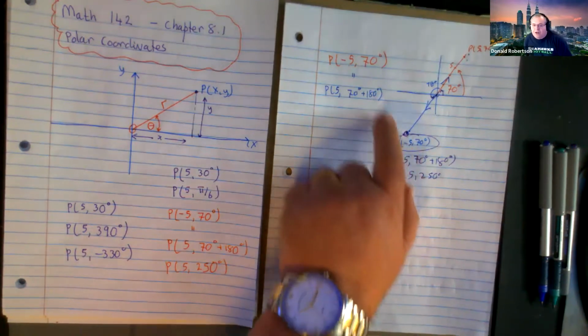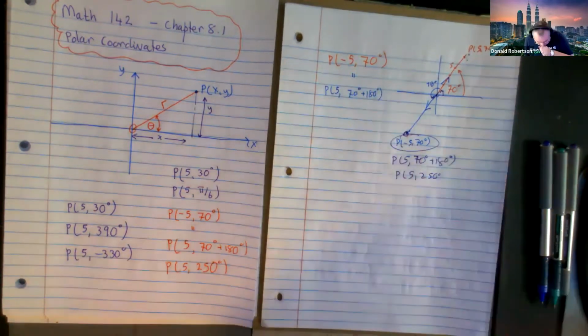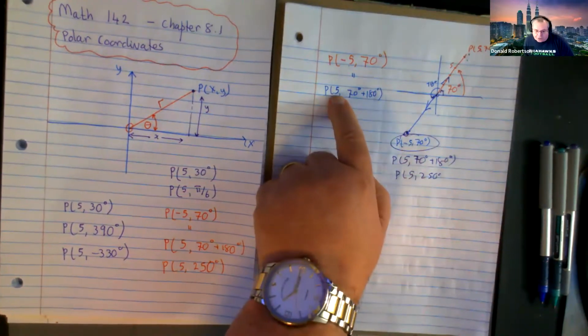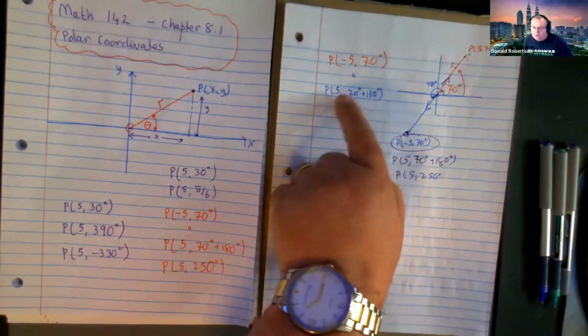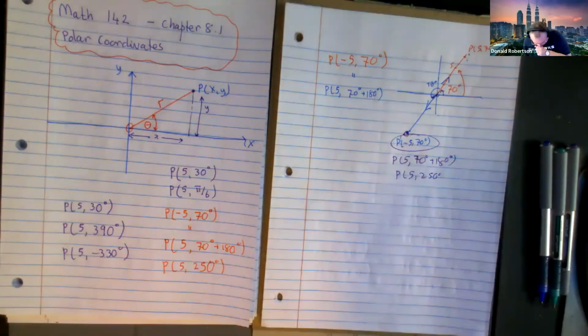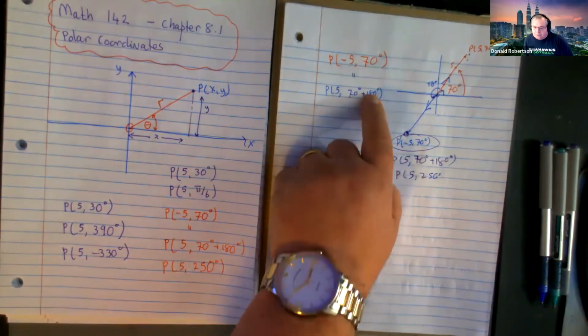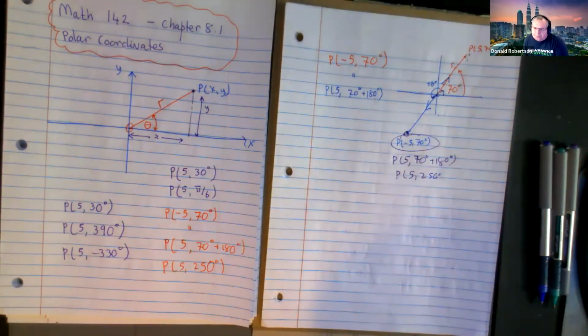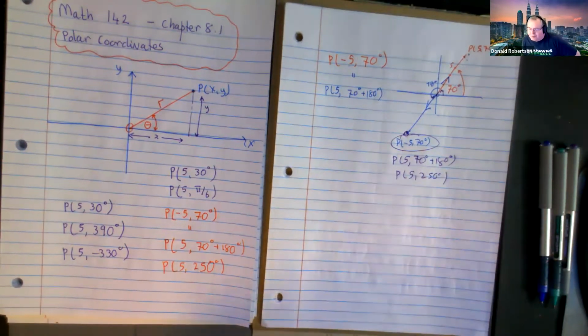So what I'm saying is a negative R value is the same as a positive R value with 180 added on. So if you add on 180, you'll get the guy. I'm not sure if that's a very convincing argument, but that's how it works.